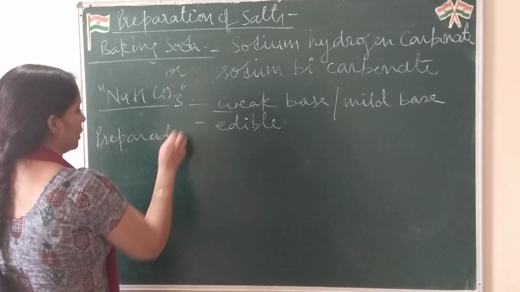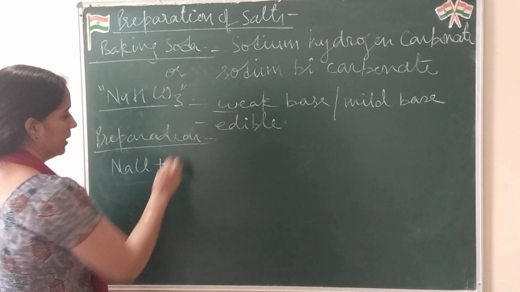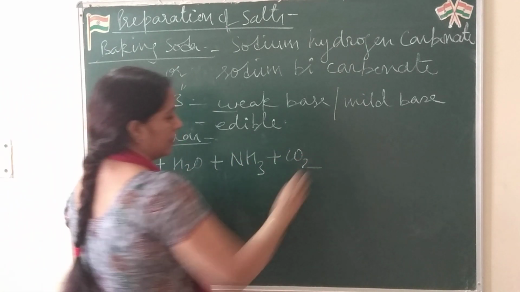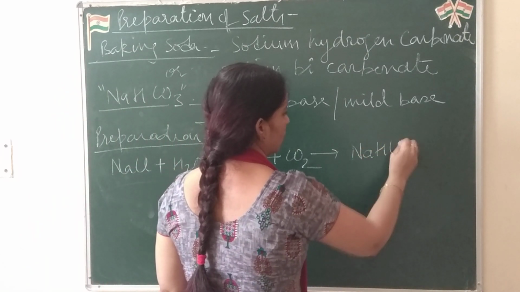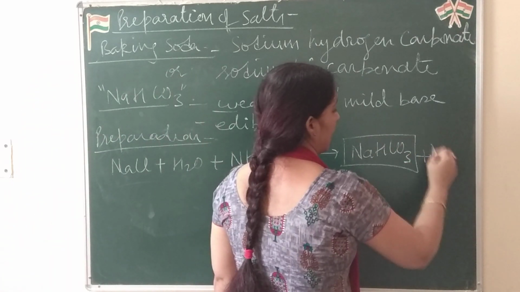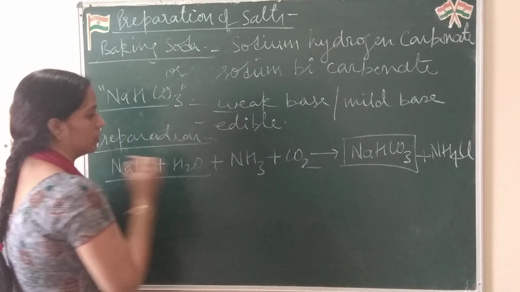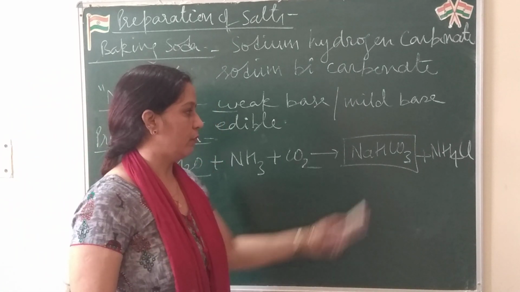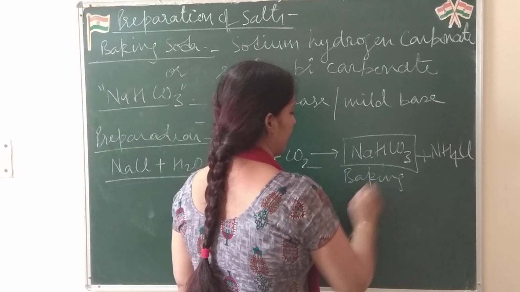Preparation. It is prepared from sodium chloride solution saturated with ammonia and carbon dioxide. It will give two products: NaHCO3, that is our product of interest, plus NH4Cl, that is ammonium chloride. So when sodium chloride solution is saturated with ammonia and reacts with carbon dioxide, it will form sodium hydrogen carbonate, or commonly called baking soda.